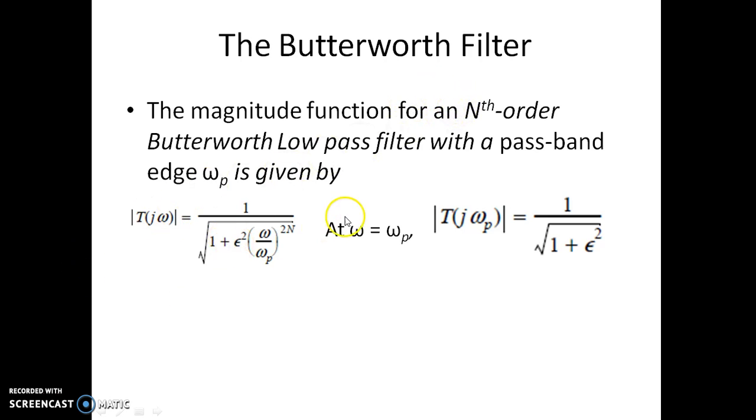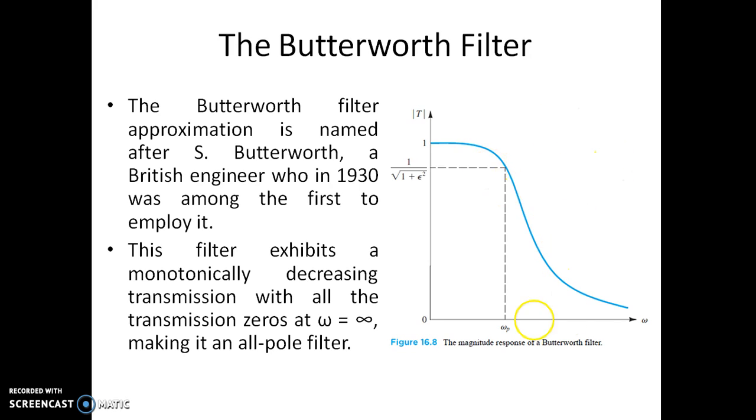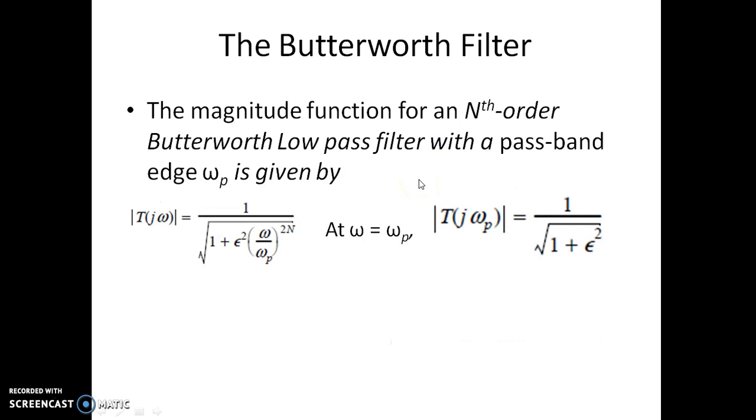Now this is for a low pass filter. At omega is equal to omega p, so we are substituting omega is equal to omega p, that is at the edge of the passband, the magnitude of the filter is given by 1 over under root of 1 plus epsilon square, because when you substitute omega is equal to omega p, this will become 1. 1 to the power anything is 1. So that's why this will be under root of 1 plus epsilon square. So that's what is shown in the previous graph. At the edge of this passband edge, the magnitude is given by 1 over under root of 1 plus epsilon square. So that's what we have.